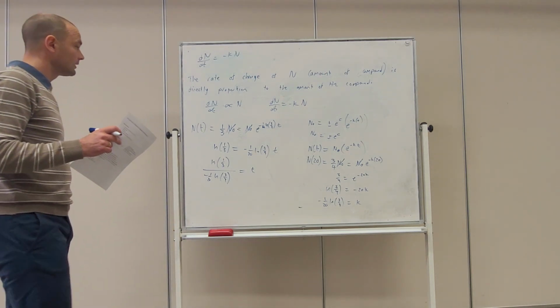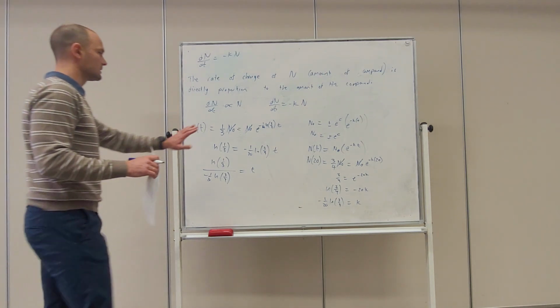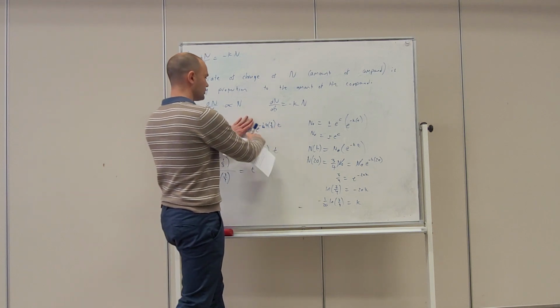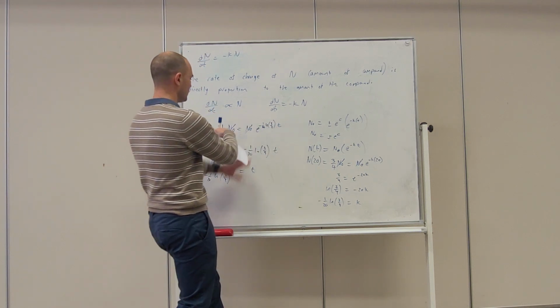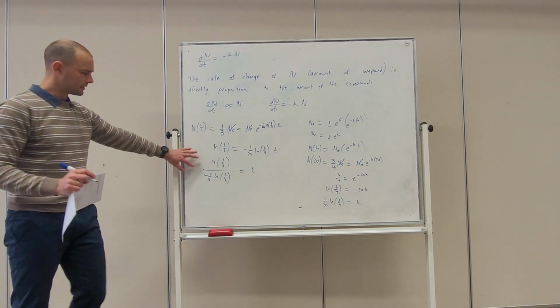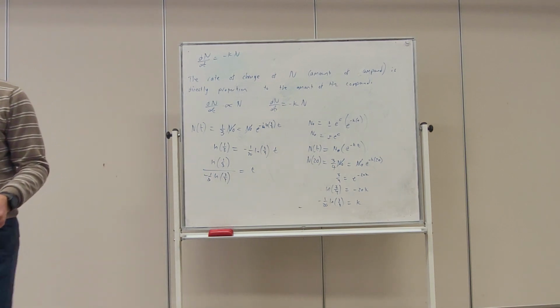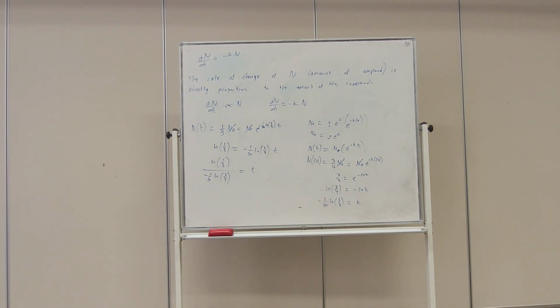Another way it could be done is by graphing this equation and solving for the t value when it equals a third. That won't give you the exact answer though, that will only give you three significant figures. Okay, so that's a good summary of chapter 8.